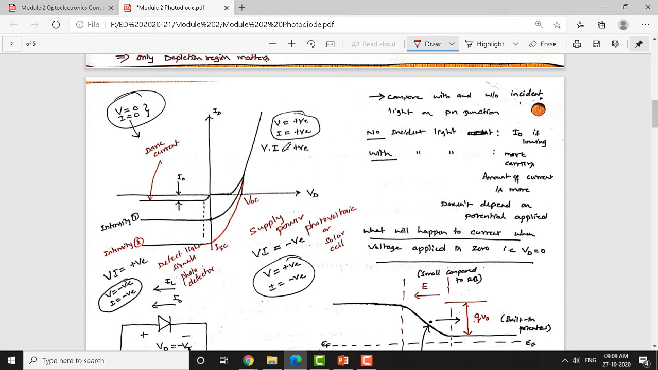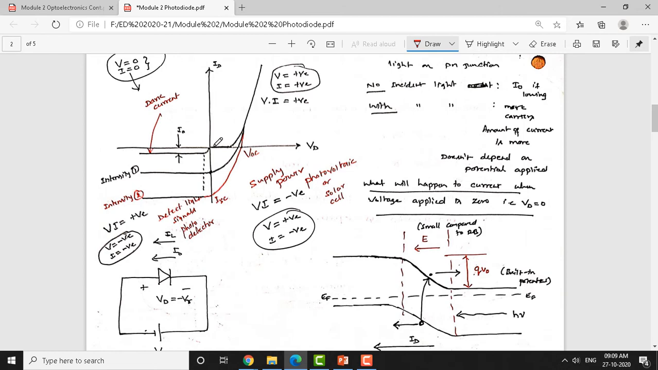You can see that when the VI product is positive, the device acts like a passive device and consumes energy. Here also, voltage is negative, current is also negative, and the VI product is positive. So here also the device acts like a passive device, whereas in the fourth quadrant, if you observe, voltage is positive, current is negative, but the VI product is negative.